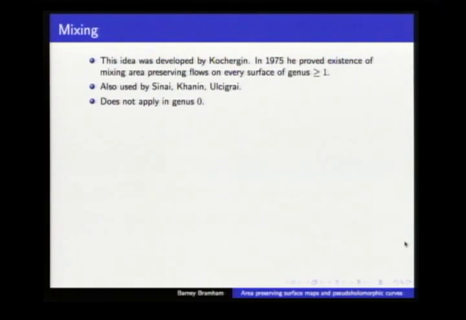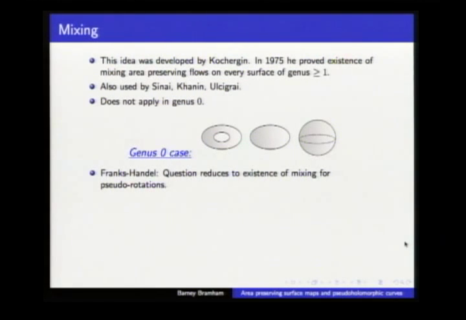This doesn't apply to genus zero, for one reason: you can use, say, the Poincaré-Bendixson theorem, which only works, of course, on spaces like the plane and the sphere. That is an easy argument to show that you cannot have a flow that has even a dense orbit. So in the genus zero case, specifically the sphere, the disk or the annulus, for the disk or the sphere, work of Franks and Handel reduces the question of whether you could have mixing with zero entropy to just the pseudo-rotations. That's the only possibility.